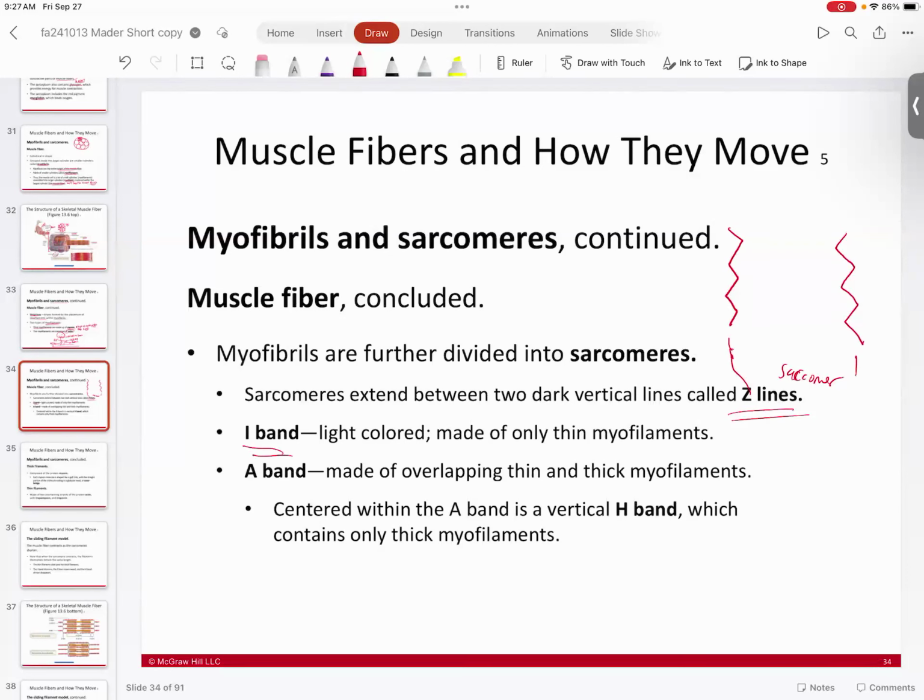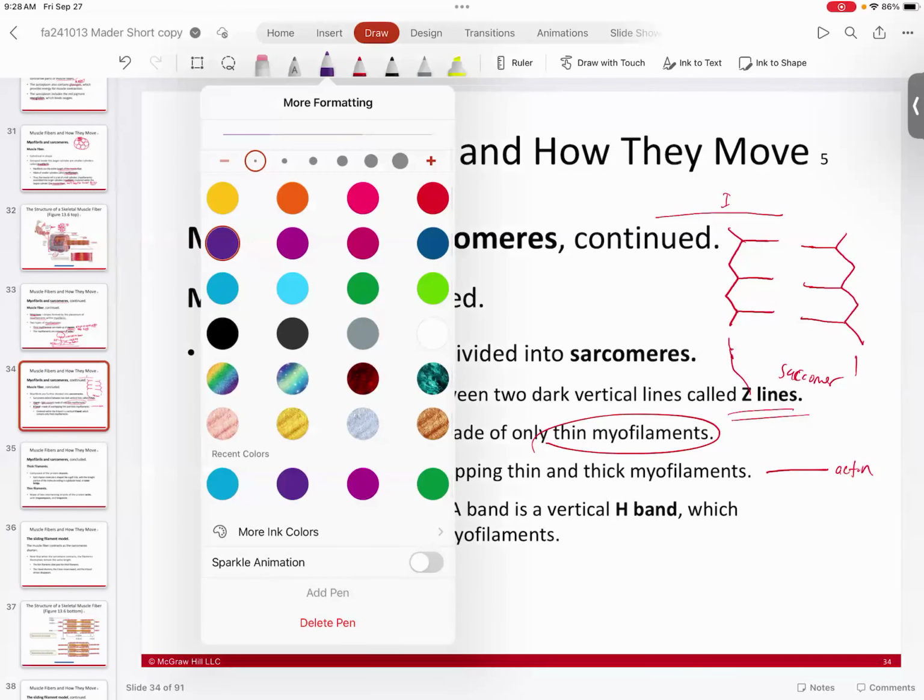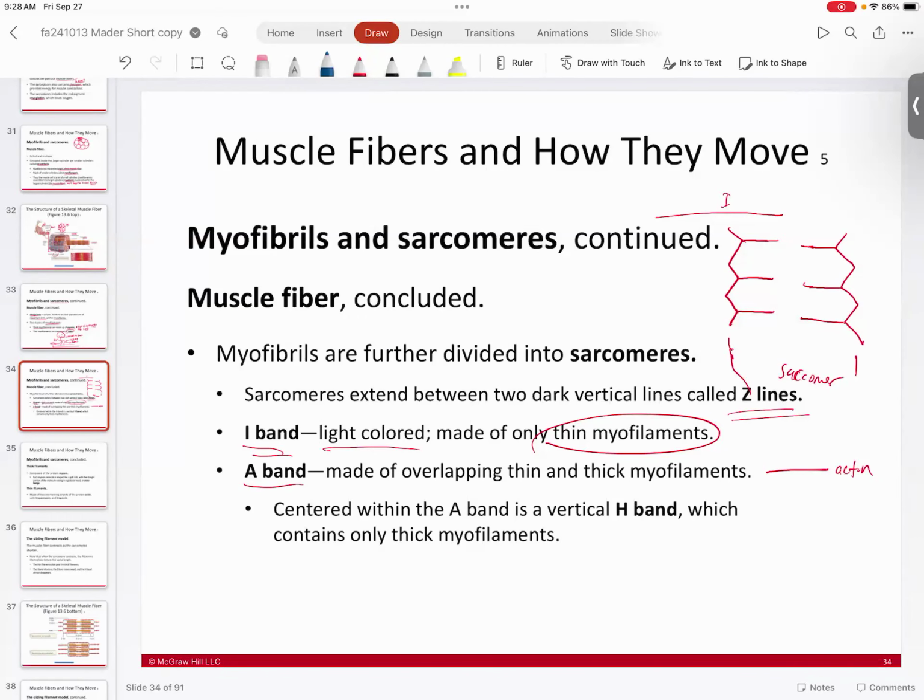Then we have what's called the I band. This is a light colored band that's made up of only thin filaments. The I band typically will cross over the Z disc. And then we have the A band, which is a region of overlap. Basically tethered to the Z disc is going to be actin. These are actin filaments. They look like this. Let me do a legend here. Red is going to be actin. Then in the middle, you're going to have myosin. Looks like that. And part of myosin, it has these little heads that will grab on to the actin.